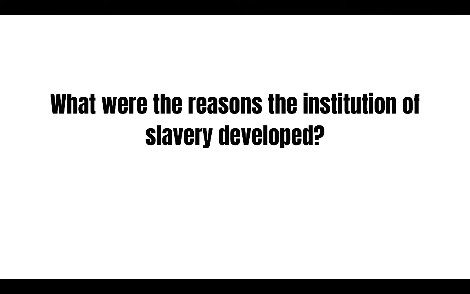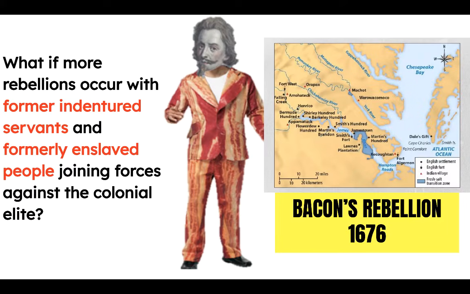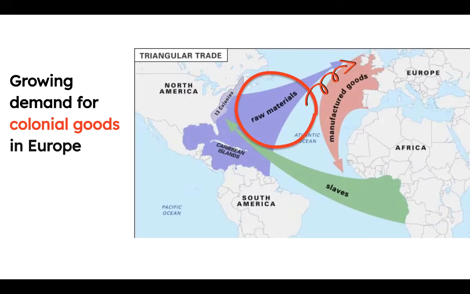So, what were the reasons the institution of slavery developed? There was an abundance of land in the colonies, and over time, indentured servants were not meeting the labor needs of the colonies. As things slightly improved in Europe, fewer people were coming over to North America as indentured servants. Events such as Bacon's Rebellion worried the colonial elite. Former indentured servants and formerly enslaved people were starting to make demands. Crazy stuff like land that was promised, fair taxes, better treatment, and it seemed so much easier to switch to a labor source that was permanent, race-based, and treated the laborers as property. Add to all this, there was a growing demand in Europe for colonial goods, and as a result, slavery will develop in the British colonies.